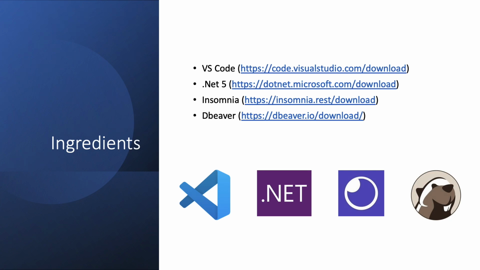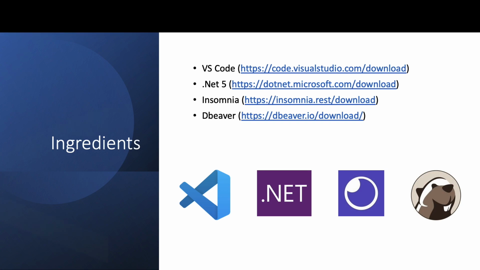And then we're going to be utilizing Insomnia. You can also use Postman if you want, but I'd rather use Insomnia because it has much better support for GraphQL. And lastly, we're going to be utilizing DBeaver so we can open our local database and view the data inside of it. Now let's get coding.